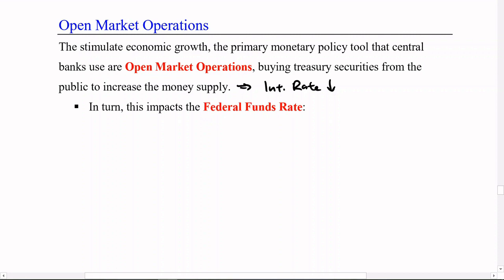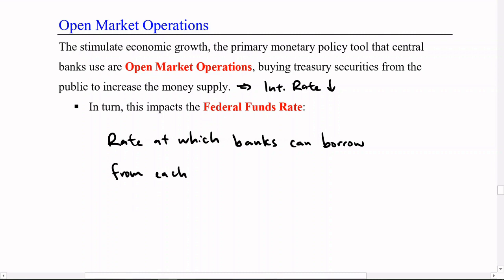So the discount rate from before, that's different. The discount rate is the rate at which banks can borrow from the Fed, and the federal funds rate is the rate at which banks can borrow from each other.